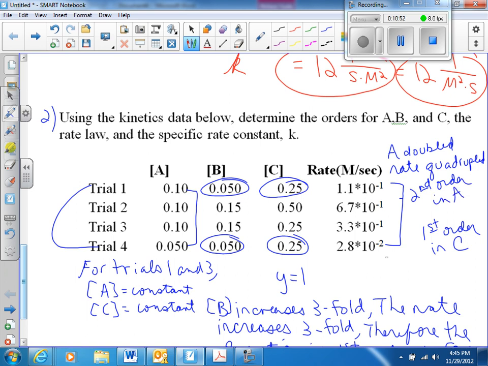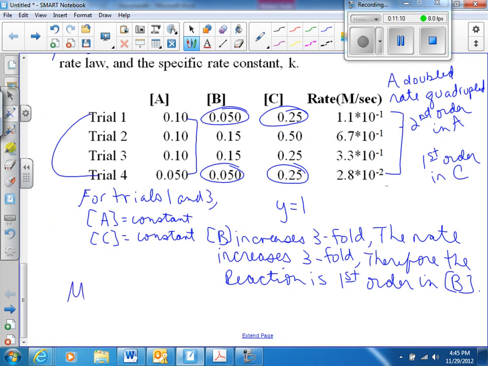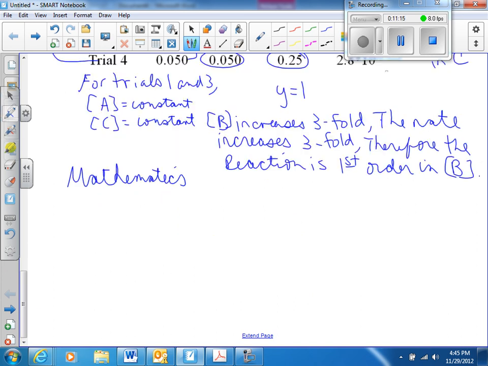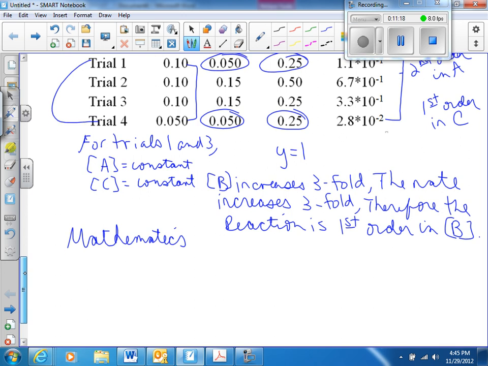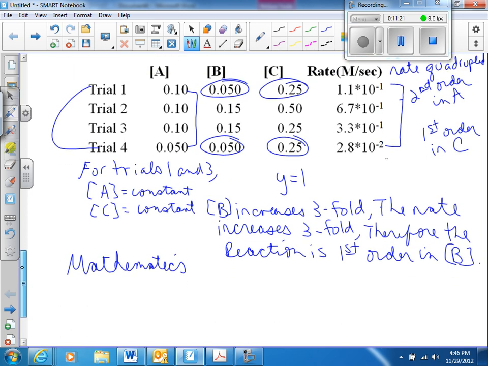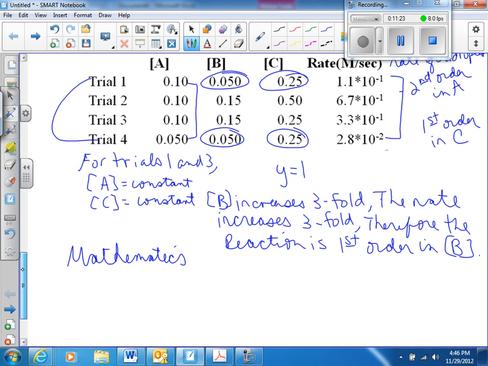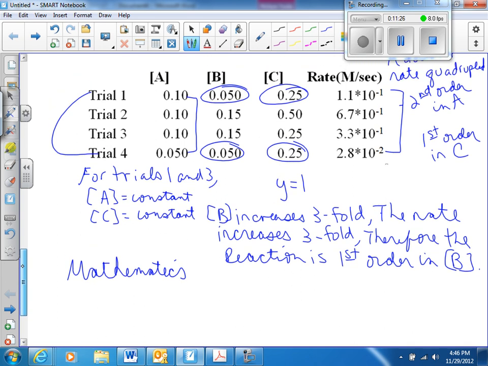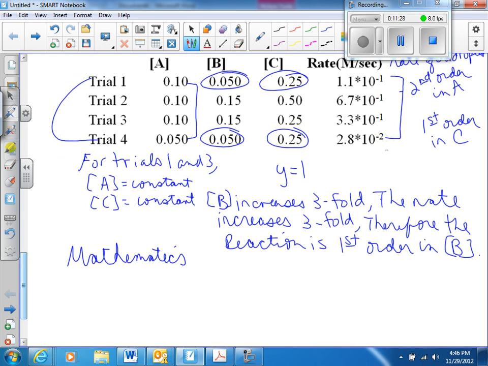All right, you'd have to write a sentence. In trials 1 and 4, B is constant, C is constant, A doubled, the rate quadrupled, therefore the reaction is second order in A. And you could get your rate law. But now we're going to work it out mathematically. So let's do the mathematics. Okay. I'm not going to videotape the whole problem solving. I'll just show you which trials we need to look at. So we'll just do trials 1 and 4.